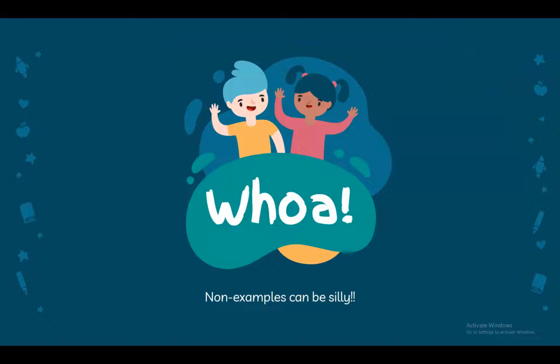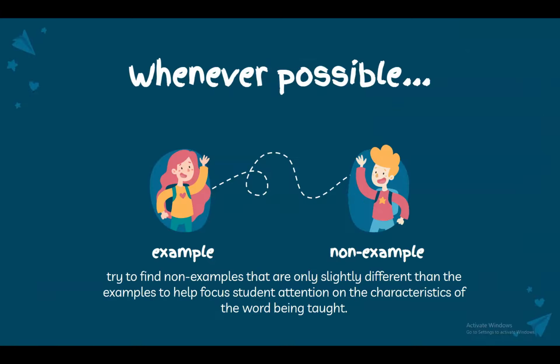Next, it's okay for non-examples to be silly. Sometimes this is the most fun part of the lesson. Maybe you're talking about silly things, like a giraffe wearing a party hat. It's okay for the kids to laugh and have fun with the non-example. Whenever possible, try to make your example and your non-example be closely aligned. This is going to help your student pay attention to the characteristics of the word.